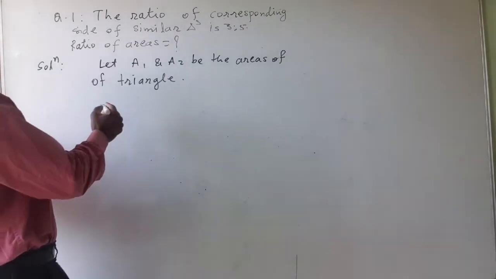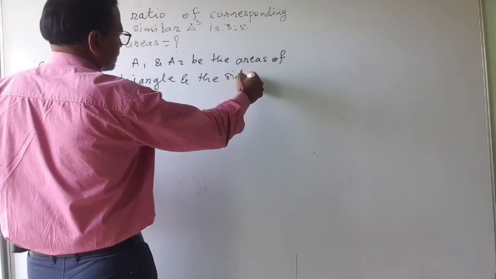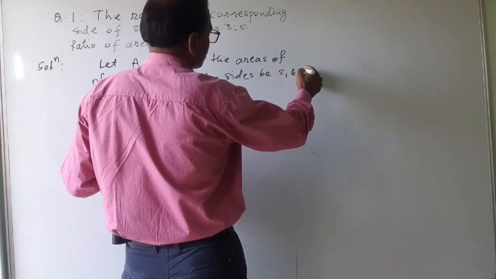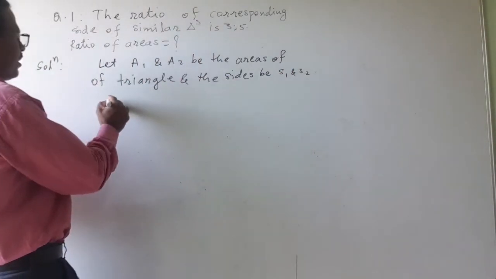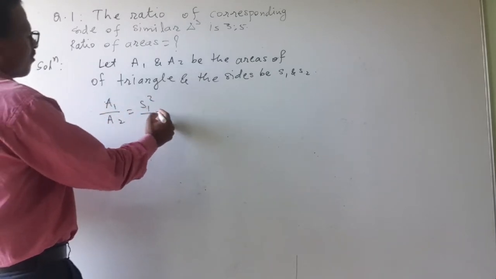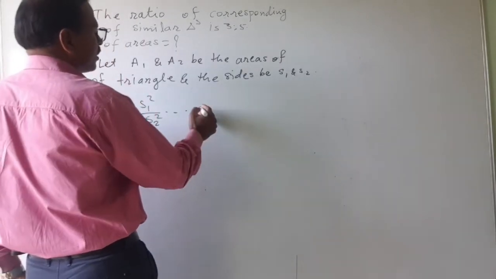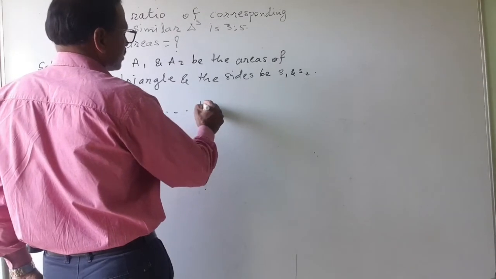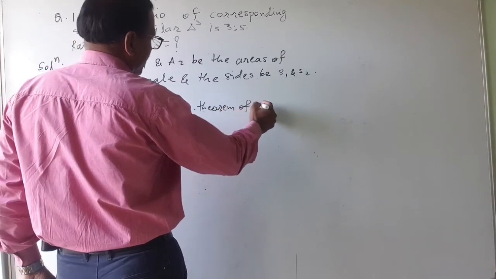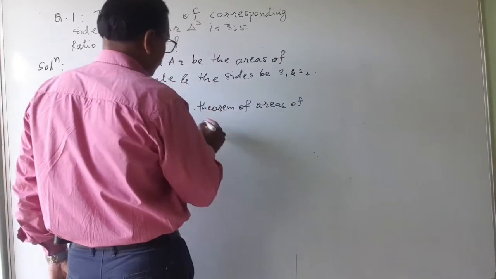Then we know that, and the sides be S1 and S2. Then A1 upon A2 is equal to S1 square upon S2 square. And here we have to give the reason: theorem of areas of similar triangles.